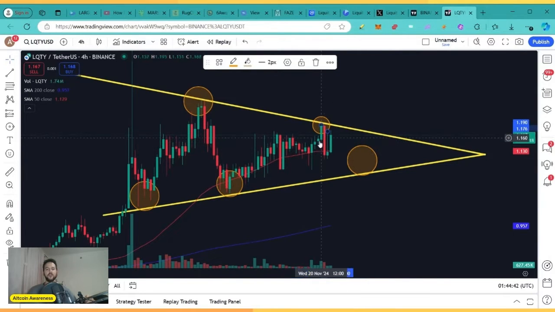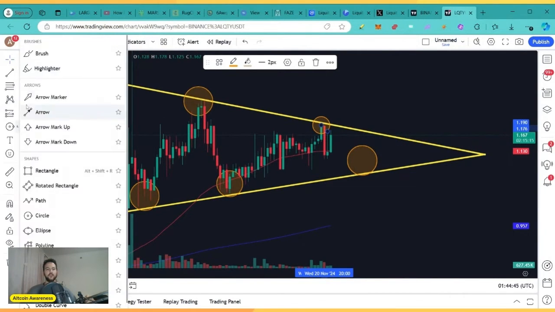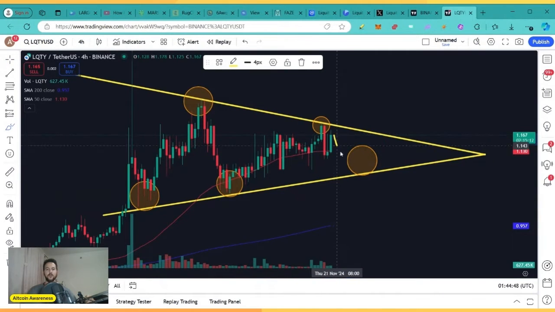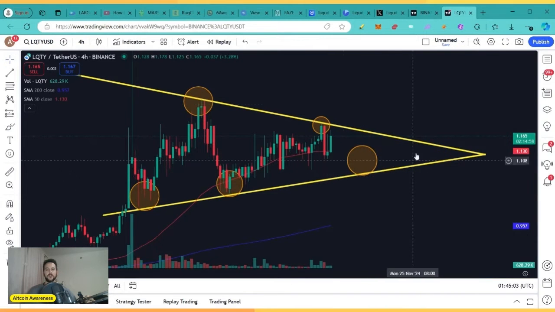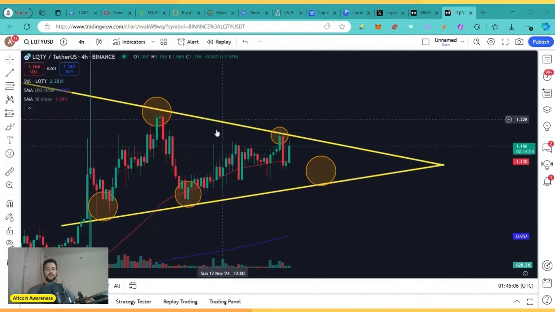As long as the price action is moving inside the pattern, we have to assume that it's going to continue doing this until it breaks out. This can break out to the downside, or to the upside. However, this is a bullish continuation pattern, so it has a high chance of breaking to the upside. 70 to 75% chance of this breaking to the upside, actually.